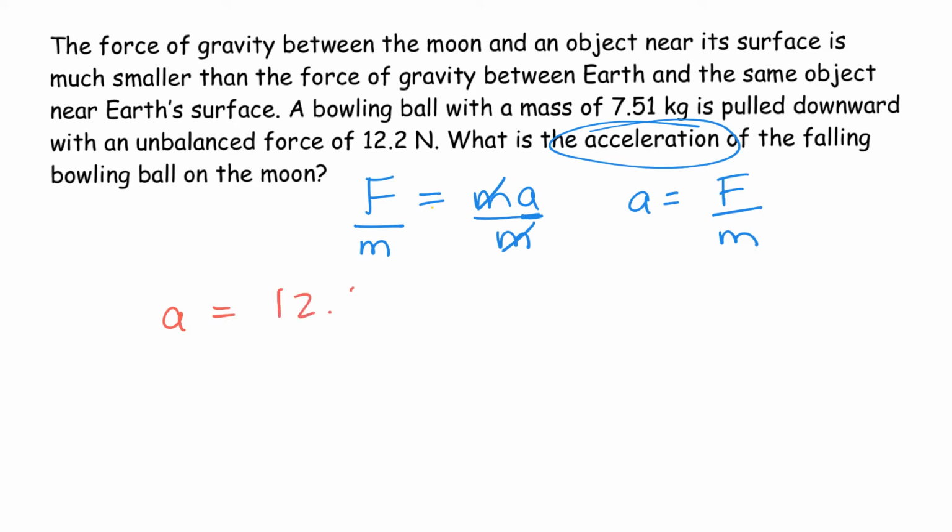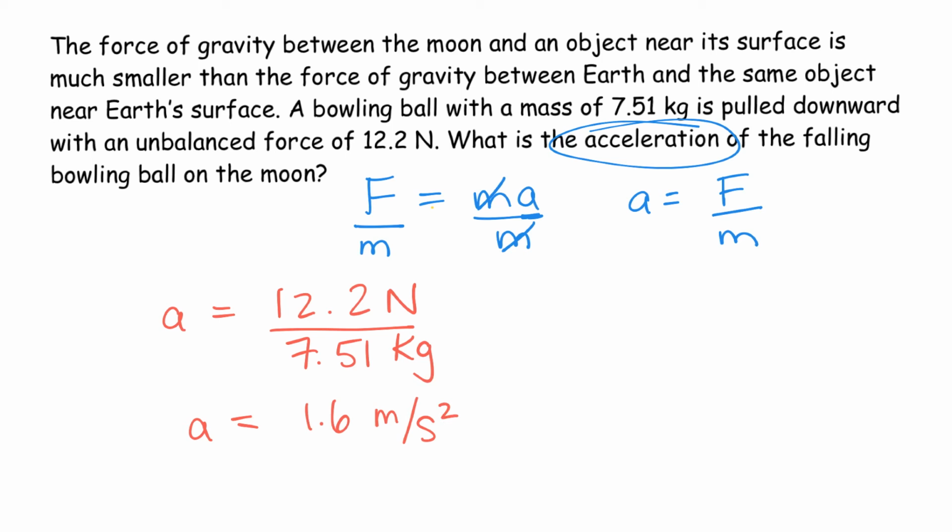The force is 12.2 newtons, divided by the mass, always include those units, 7.51 kilograms. And when I enter that on my calculator, 12.2 divided by 7.51, I get 1.62, and I'm just going to round off to the tenths place. So I get 1.6 meters per second squared.